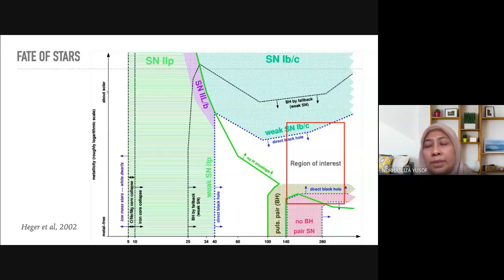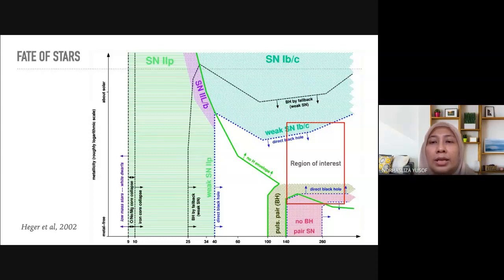Here, the region we are interested in is around 150 to 500 solar mass. The star will either die as a pair instability supernova, or end by collapsing directly to a black hole, depending on the metallicity. Here, metallicity means the component of heavy elements already inside the star when it is born. This is how they define it.